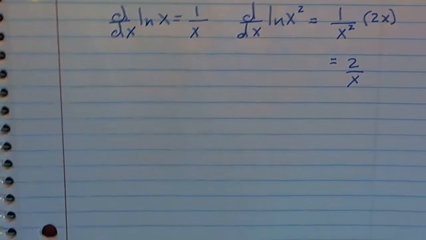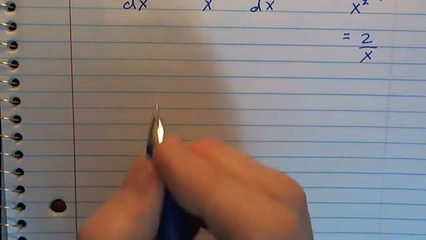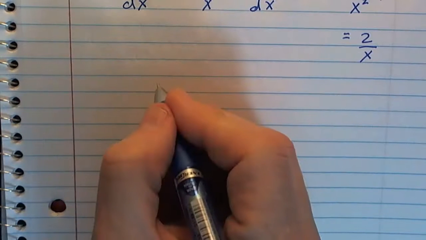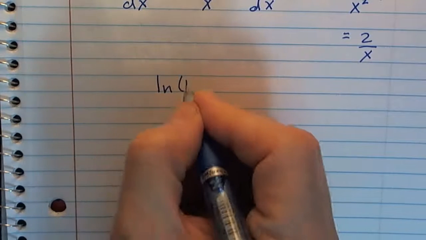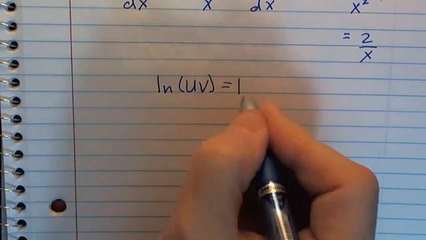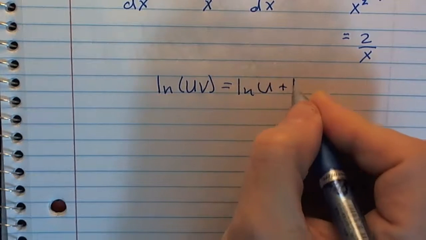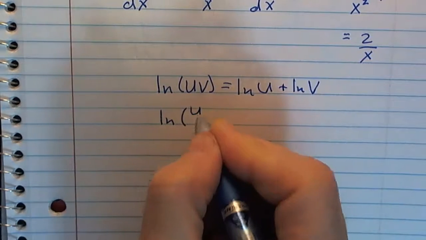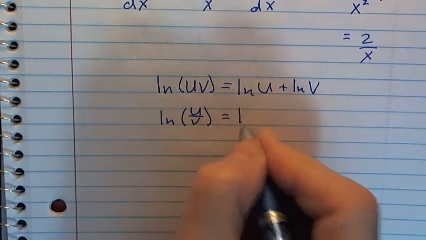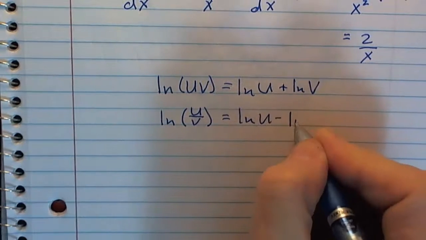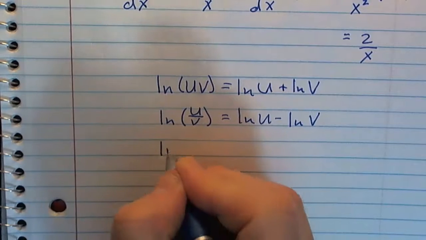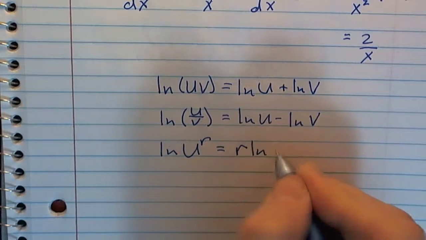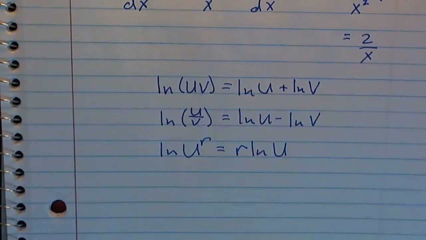And for that reason, a lot of times it's beneficial to recall some of the rules for logs, some of the properties of logs. In other words, if we have log of uv, remember that's log u plus log v. And also if we have log u over v, remember that's log u minus log v. And also, if we have log u to the r, that's going to equal r log u. In other words, we want to utilize these properties here.